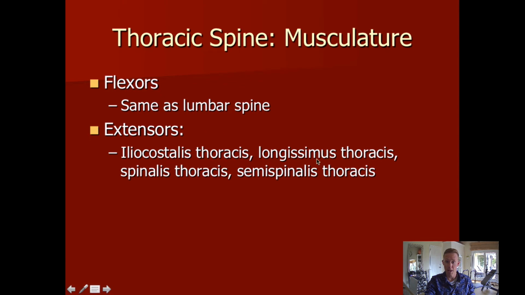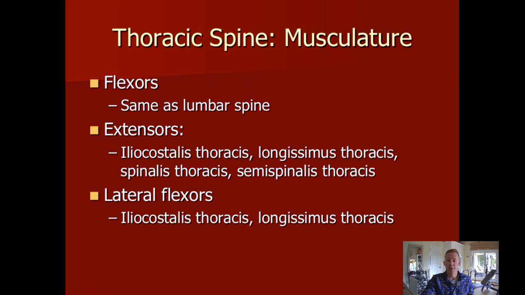Longissimus is a really big muscle. These are the ones you can feel on the people who have well-developed back muscles. You can see them. They run down both sides and they're real thick. They're called the erector spinae. If you put these three together, iliocostalis, longissimus, and spinalis, those three muscles make up the erector spinae group. And because they're in the thoracic spine, they all end with the word thoracis. And then we see this new muscle, semispinalis, which will continue up into the neck, another really important spinal extensor.